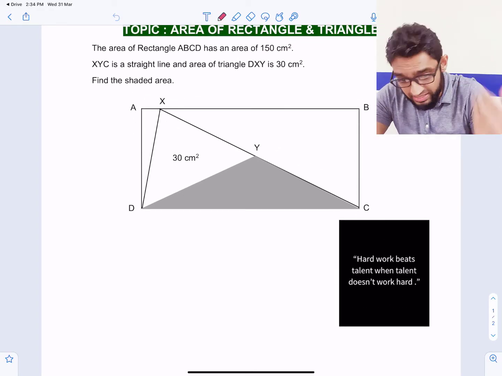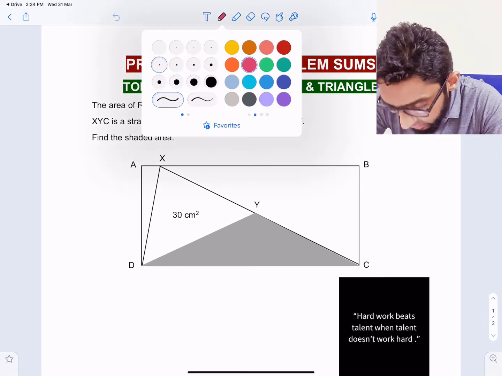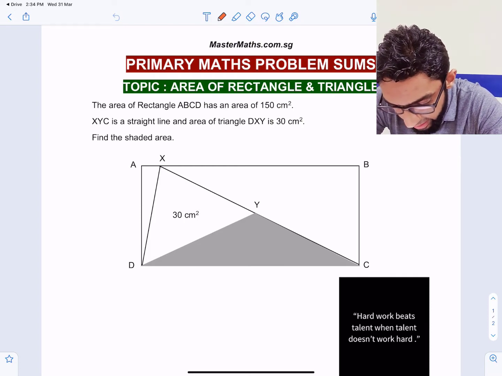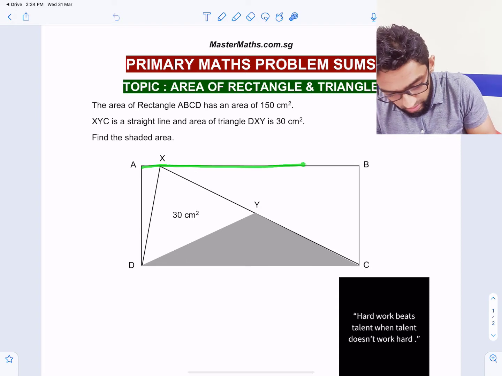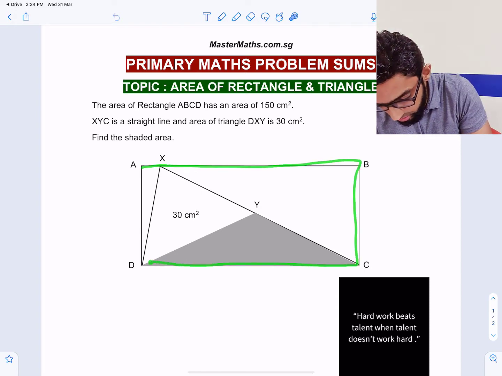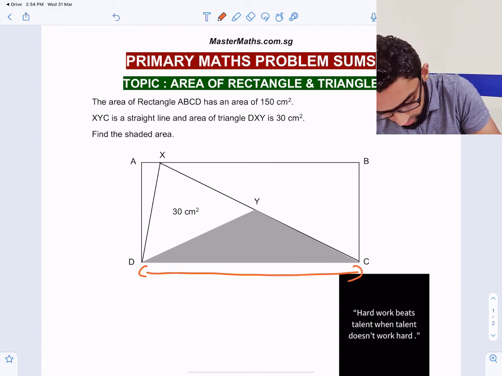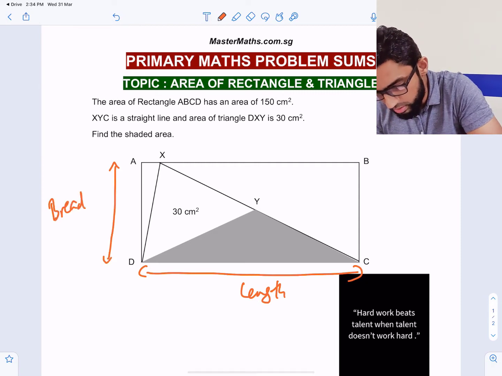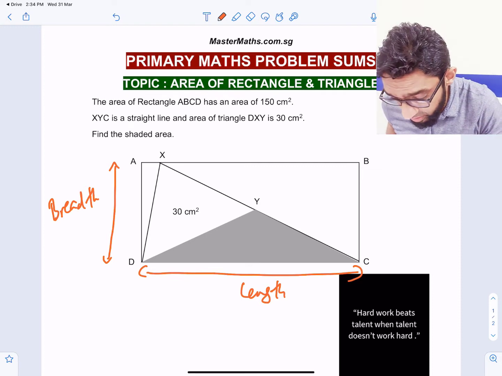Now, let's discuss this question. The area of rectangle and triangle are involved here. Rectangle ABCD has an area of 150 square cm. So basically, when I take this length times the breadth, I will achieve an answer of 150 square cm.